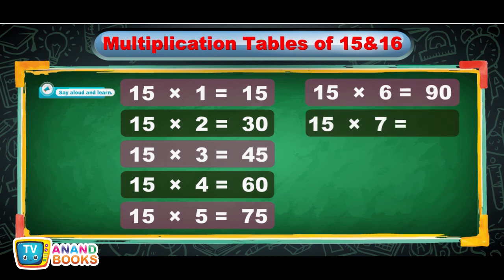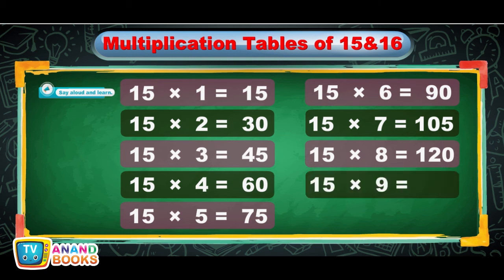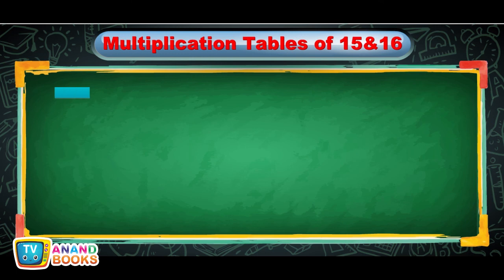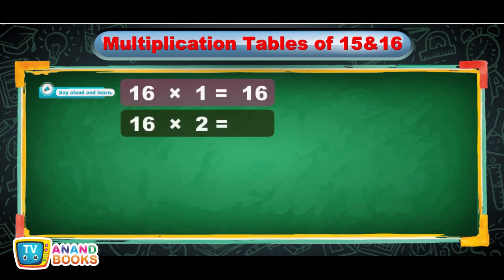15 sevens are 105. 15 eights are 120. 15 nines are 135. 15 tens are 150. Say aloud and learn. 16 ones are 16. 16 twos are 32.